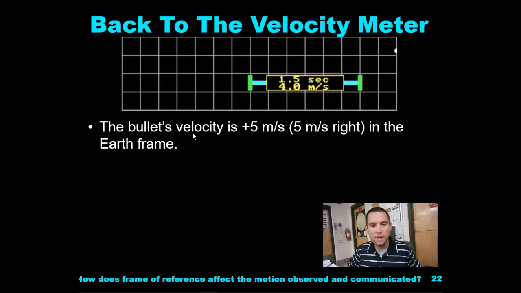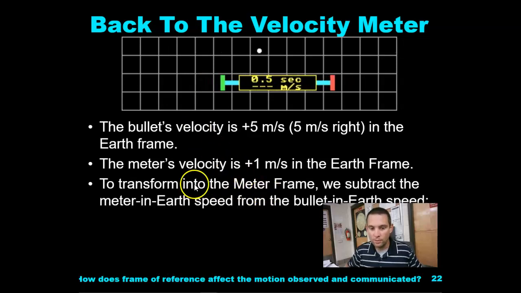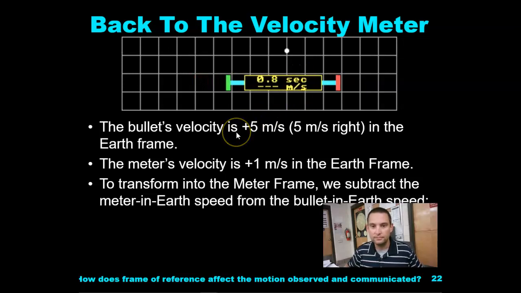So, the bullet's velocity is 5 meters per second to the right in the Earth frame. The meter's velocity is 1 meter per second to the right in the Earth frame. To transform into the meter frame, we're going to subtract the meter in Earth speed from the bullet in Earth speed. So it appears to the meter to be 4 meters per second.